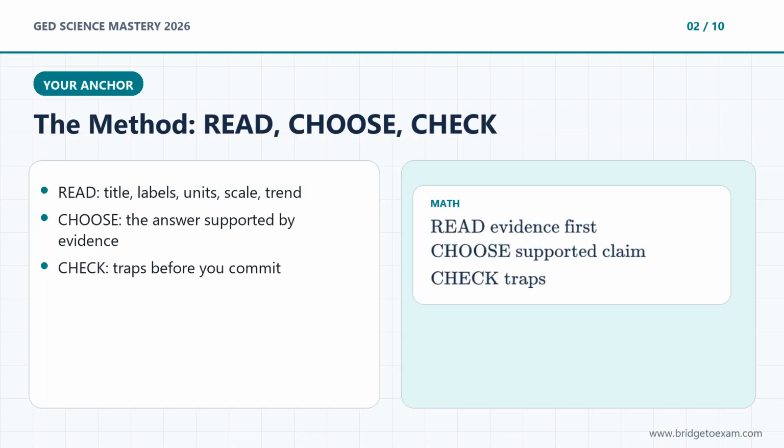The whole course has trained one repeatable method. Read the evidence first, the passage, graph, table, or diagram. Notice titles, labels, units, scale, and trend. Then choose the answer the evidence actually supports. Finally, check for traps, extreme words, reversed relationships, wrong units, and answers that sound true but are not supported by the evidence. This method keeps you steady under pressure.